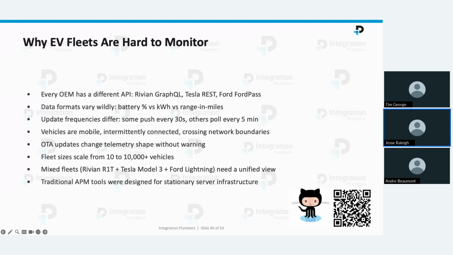EV fleet monitoring is fundamentally different from traditional infrastructure monitoring. Every manufacturer has a different API. Rivian uses GraphQL, Tesla exposes a REST API, Ford has Ford Connect. The data formats vary, the update frequencies differ, and over-the-air updates can change the shape of the telemetry data without warning. On top of that, vehicles are mobile, intermittently connected, and crossing network boundaries constantly. Traditional APM tools were designed for stationary servers sitting in a data center, not for a fleet of trucks driving across the country. That's why a purpose-built observability approach is essential.